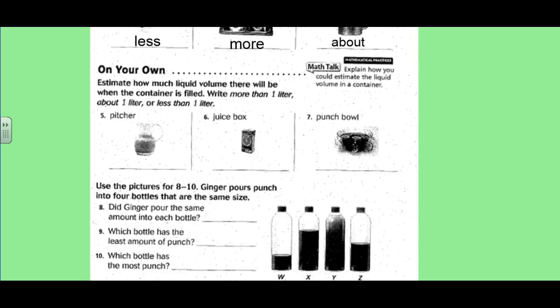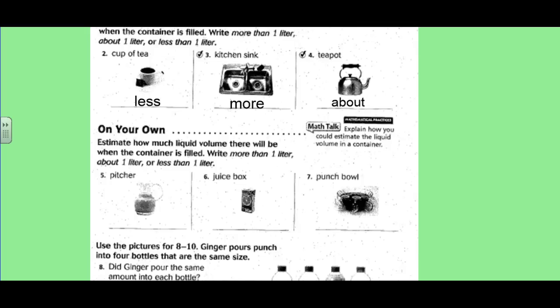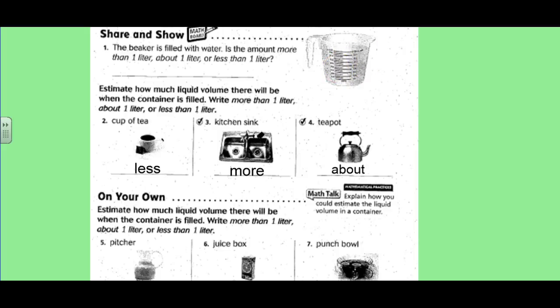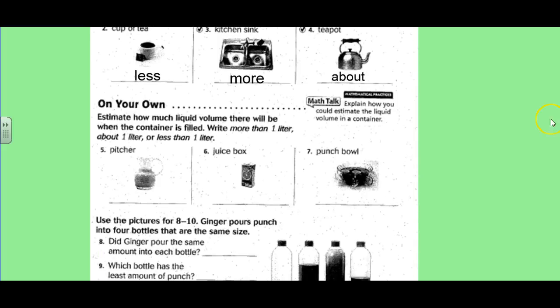Okay, so this part right here that says on your own, you're going to do this, looking at the containers and thinking about 1 liter. So if you're confused some more about what 1 liter is, if that measuring cup was full, it would have 1 liter in it. So you're going to do what we just did. You're going to put, if the picture in the juice box and the punch bowl would have more than 1 liter, less than 1 liter, or about 1 liter in it, if the container was filled. Okay, so put that on the lines underneath each picture, and whenever you're ready to check that, you can push play.